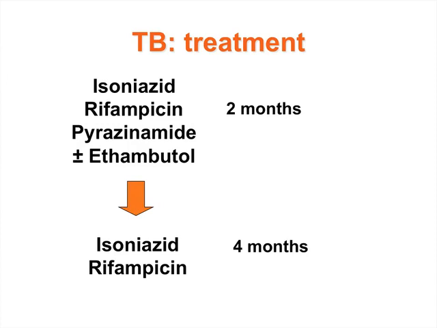TB treatment for children with TB disease includes 2 months of isoniazid, rifampicin, pyrazinamide, with or without ethambutol if isoniazid resistance is high, followed by 4 months of isoniazid and rifampicin. Chemoprophylaxis is given for infants exposed to a risk of infection or who have latent infection, and that is 3 months of isoniazid and rifampicin.